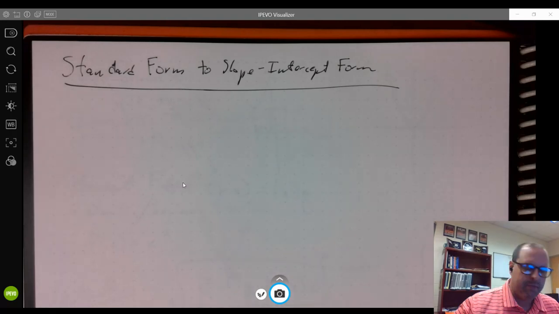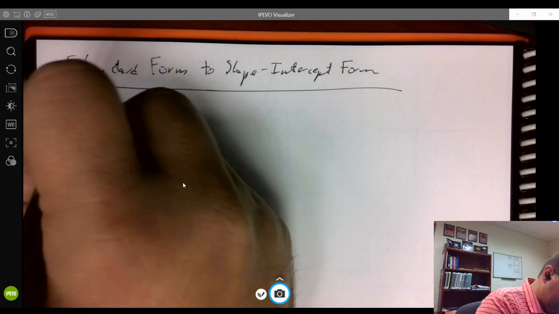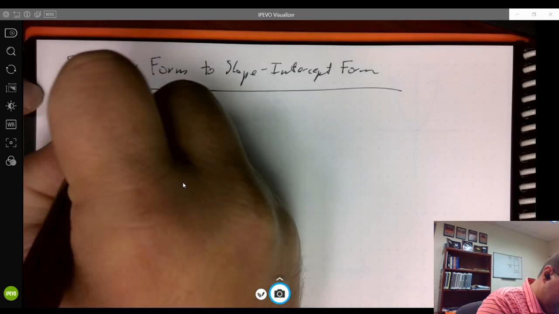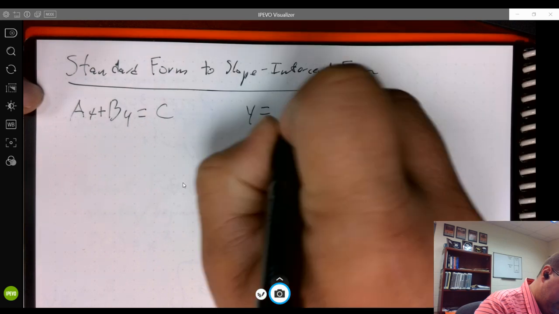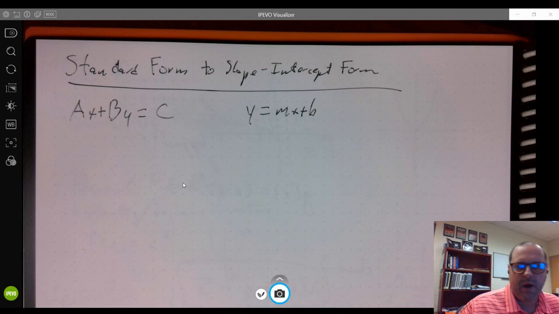Standard form to slope-intercept form. So, first off, let's define standard form and slope-intercept form. Slope-intercept, we started yesterday: y equals mx plus b. Standard form is ax plus by equals c.